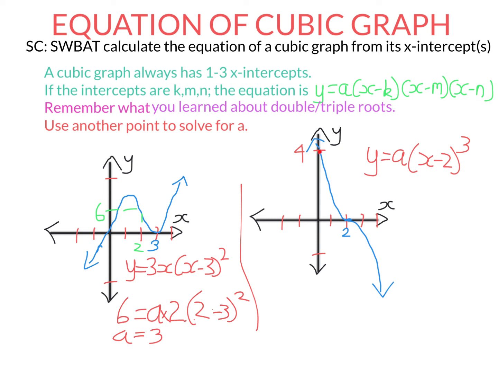We're given a nice point here, x equals 0, y equals 4. Solving this equation, we actually get a equals negative a half, or negative 0.5. So of course, this means the equation is y equals negative a half times (x minus 2) all cubed. From what we know about cubic graphs, we expected a would be negative here because it goes off to infinity to the left, whereas a had to be positive in the previous one because it goes off to infinity to the right. So we know we've done something right calculating a.